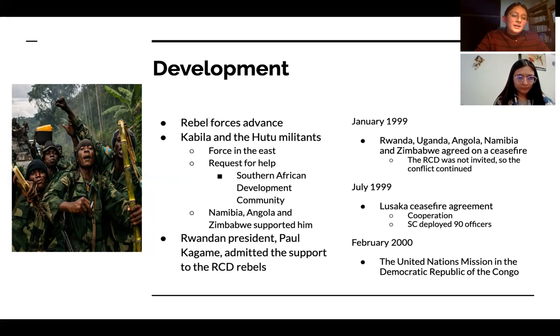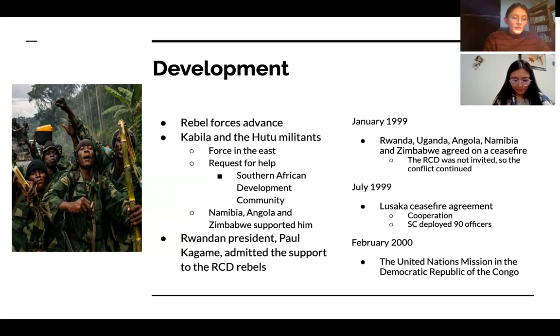And it was not until July 1999 with the Lusaka ceasefire agreement, which was signed by the 6 warring countries and the RCD, where they would cooperate in tracking, disarming, and documenting all armed groups in the Congo, especially the forces identified with the Rwandan genocide. And the Security Council deployed 90 officers in order to support the ceasefire.